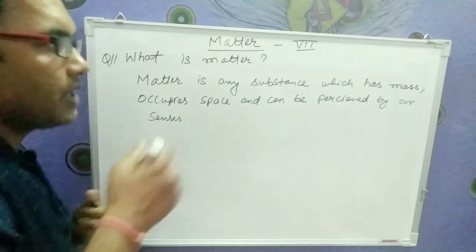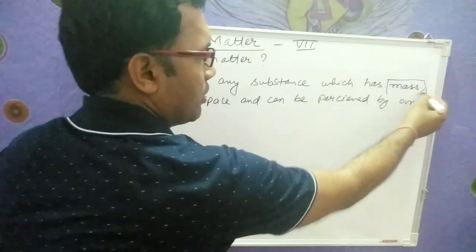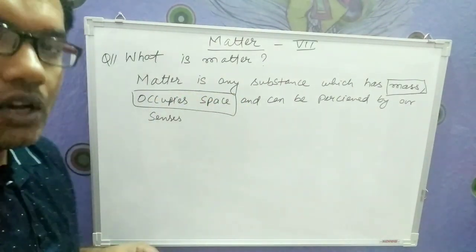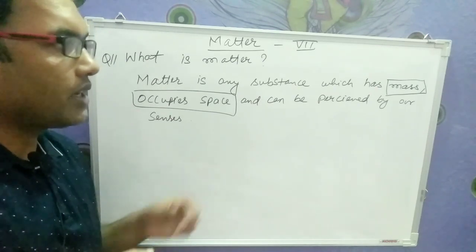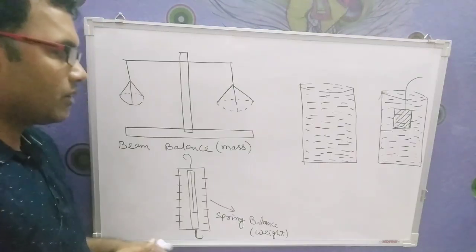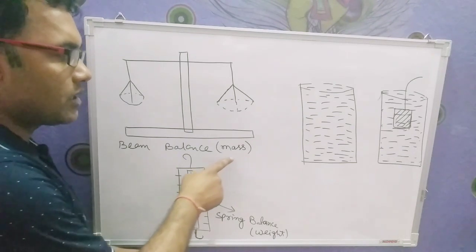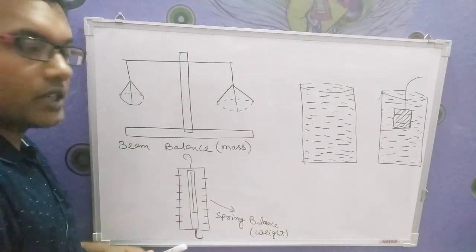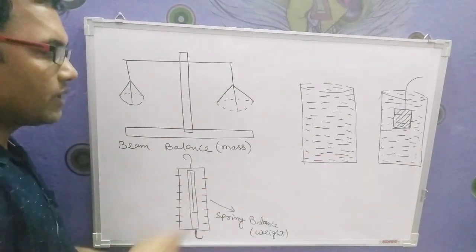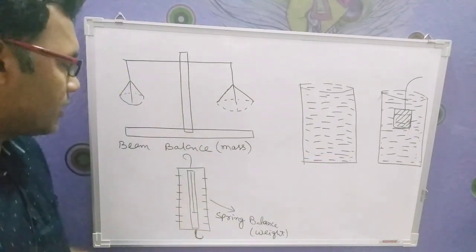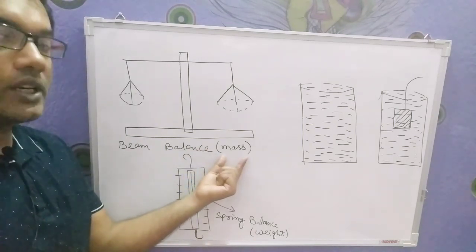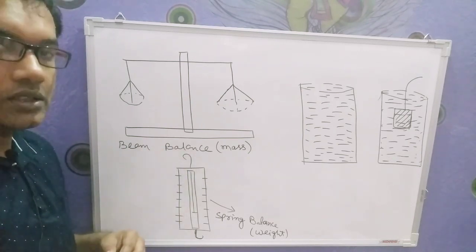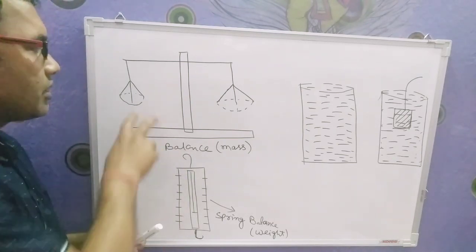Now see, the main points present here are, first, mass, and the second one, occupies space. Now we will understand this by two diagrams. Students, according to the definition, we will understand what mass is and how space is occupied by this diagram. First we will understand about mass. In order to calculate mass, we use a measurement system, that is the beam balance. Now see here what happens in a beam balance.